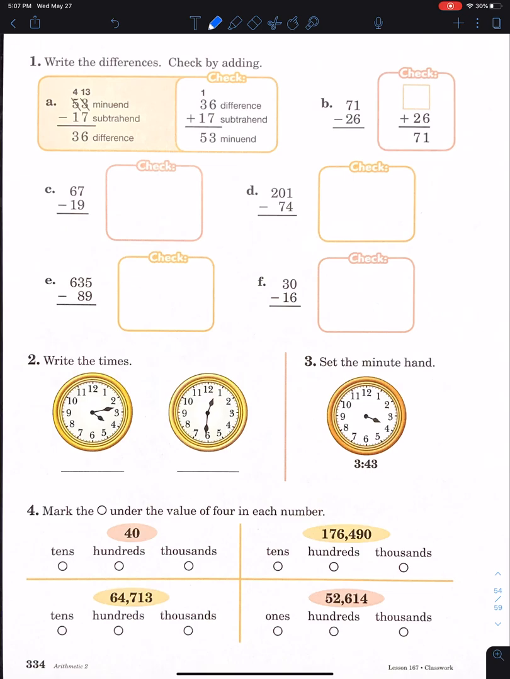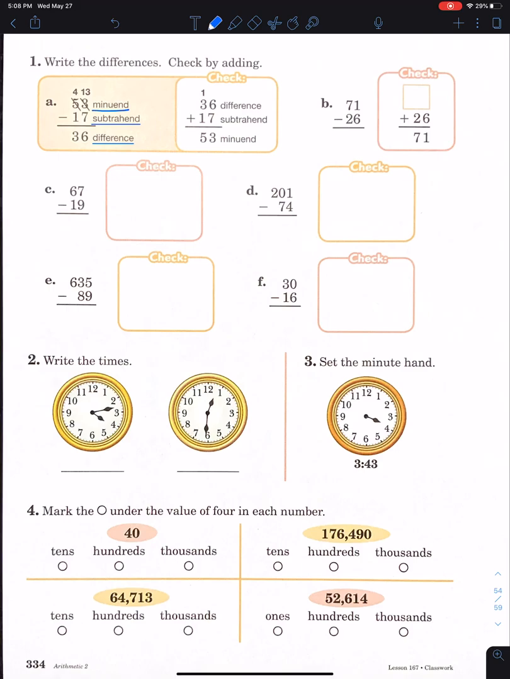In subtraction, we have some terms that we haven't talked about in a while. The top number in a subtraction problem is the minuend. The second number, the number we subtract from the minuend, is called the subtrahend. And the answer, which we do talk about quite often, is the difference. So we take the minuend, we subtract the subtrahend from it, and we find the difference in the end.